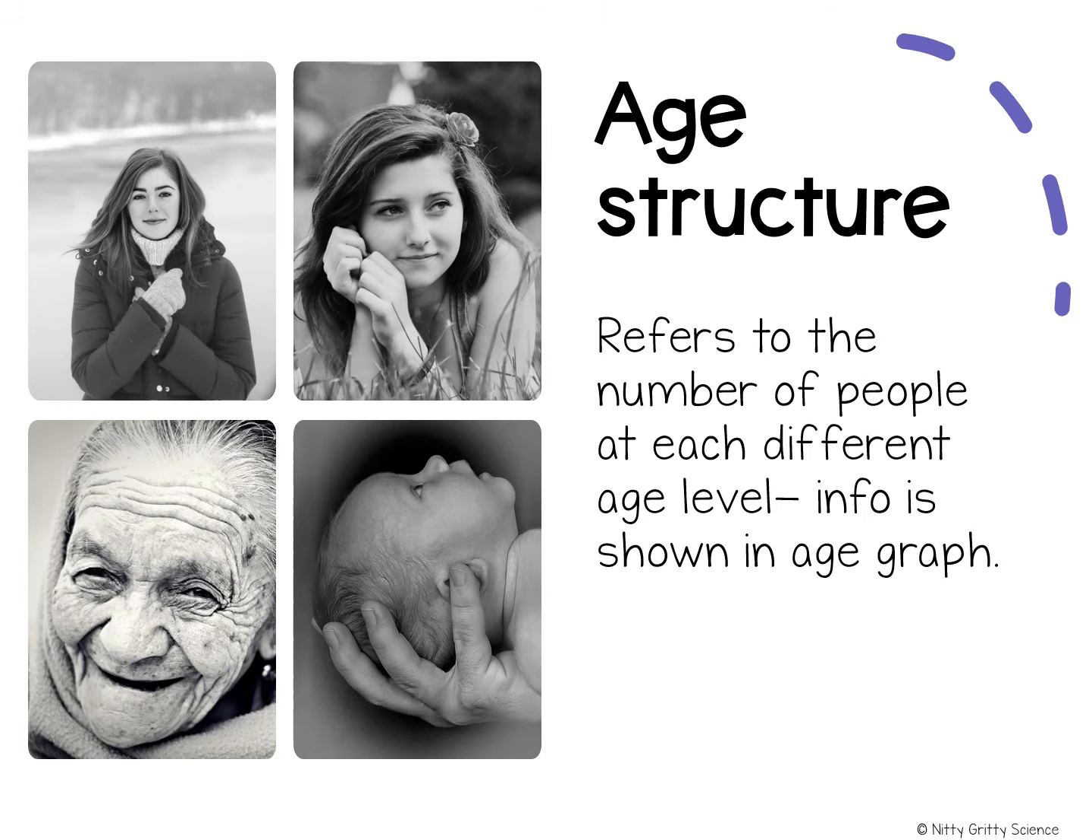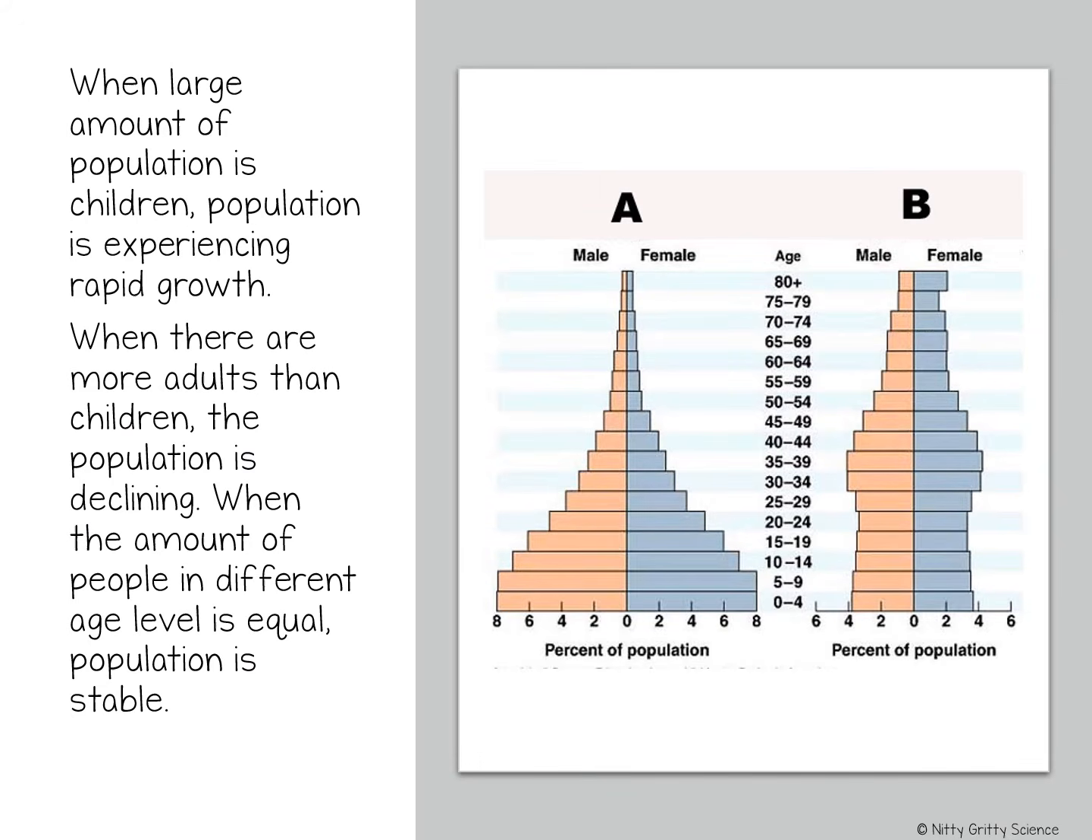Age structure refers to the number of people at each different age level. Scientists are interested in the ages of the population and how many people are males and how many are females. This information tells the scientists if the population is stable, growing, or becoming smaller. Scientists put age information into a graph called an age structure graph. An age structure graph shows at a glance the ages of the largest group in the population.